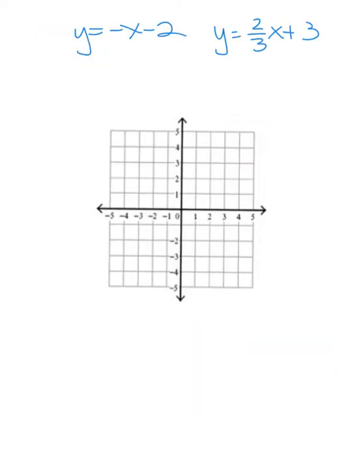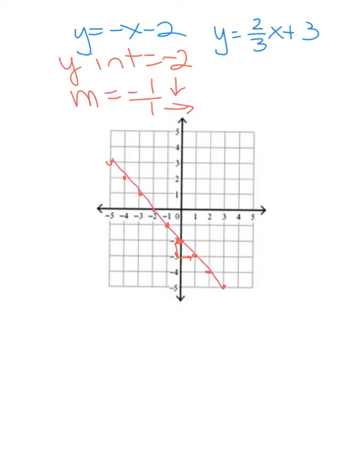Now in our next set of equations, I have y is equal to -x minus 2 and y is equal to 2/3 x plus 3. In my first equation, my y-intercept is -2, so that's where I'll start graphing, and my slope is -1 over 1. So I'll go down 1 and to the right 1, and I'll do this several times. I'll also go in the other direction, because when you're graphing to find where lines intersect, you need lots of points and you want to be as accurate as possible. So here's my graph of my first line.